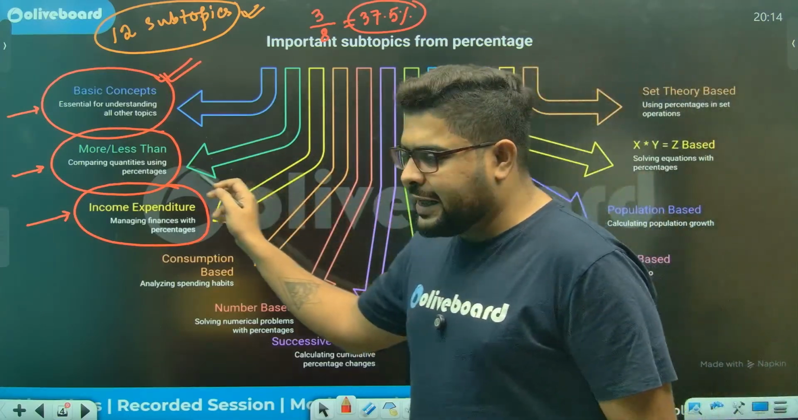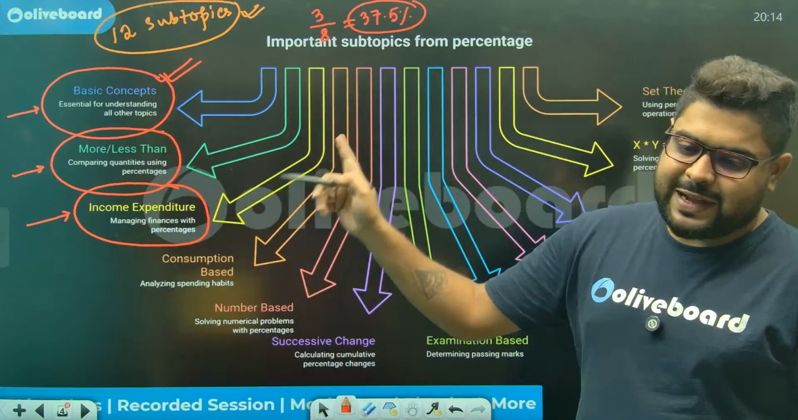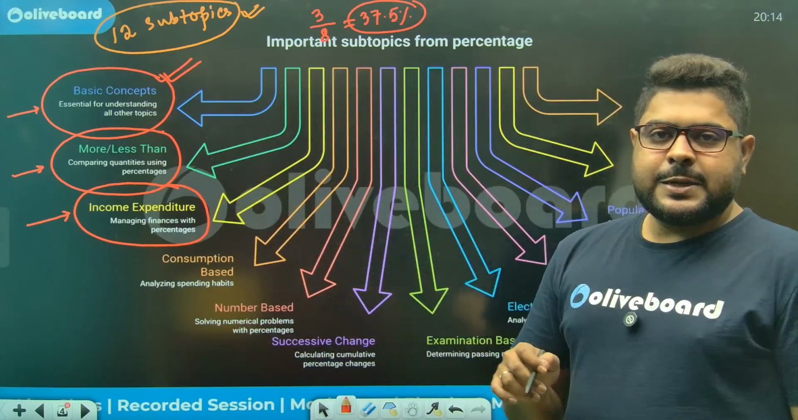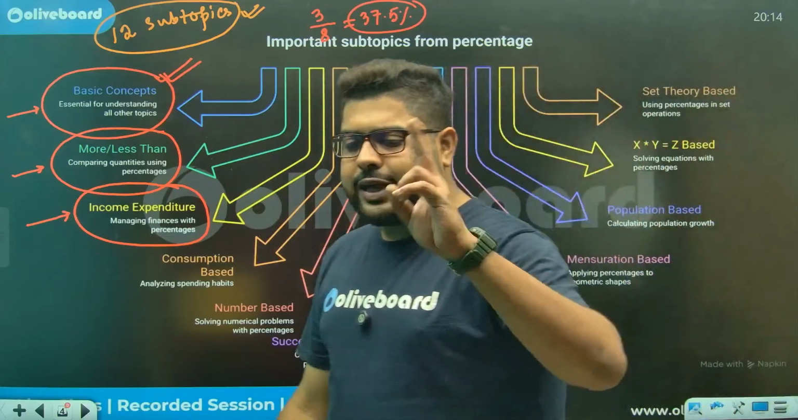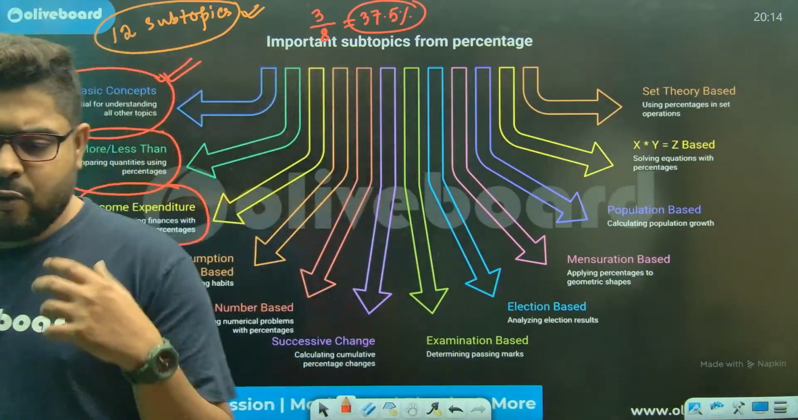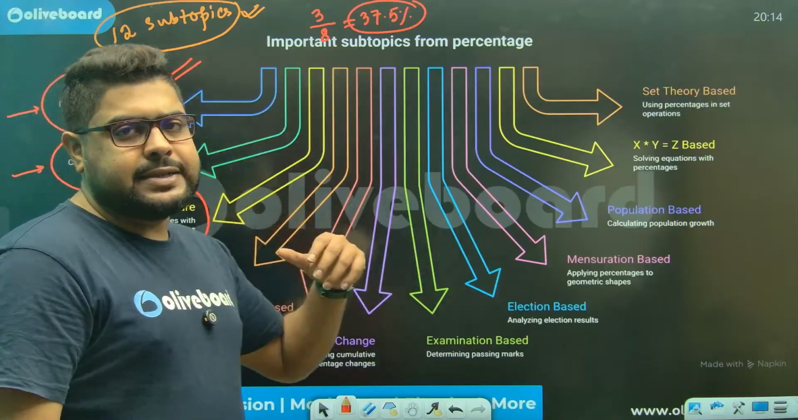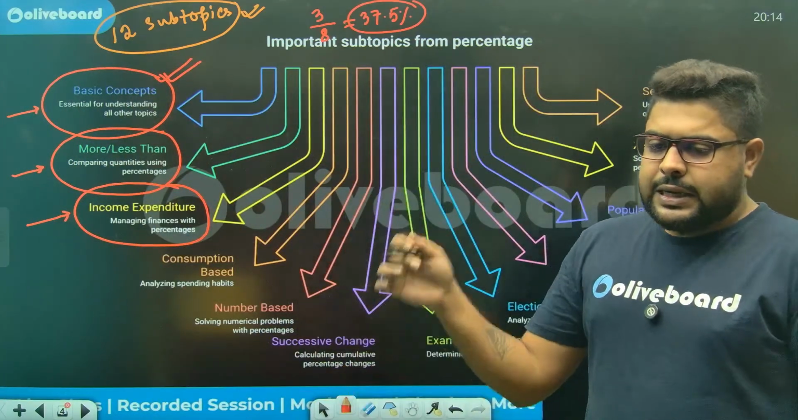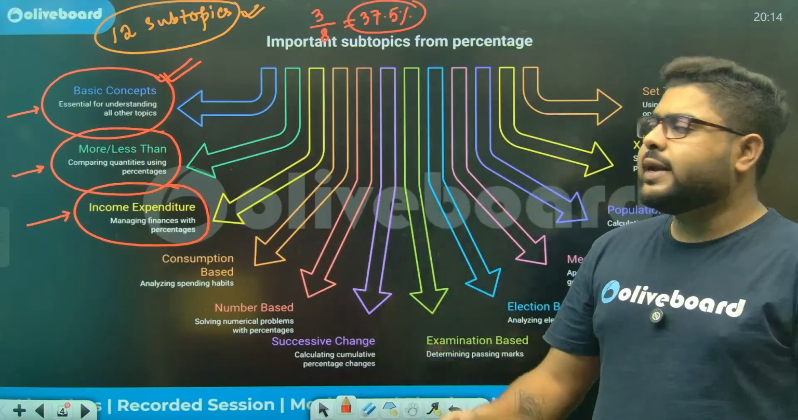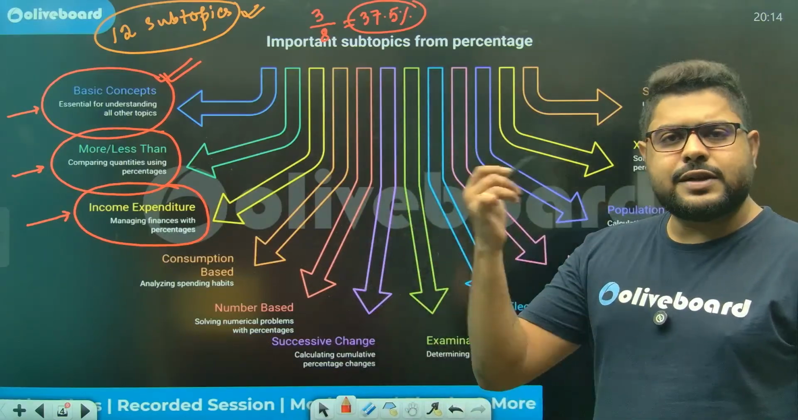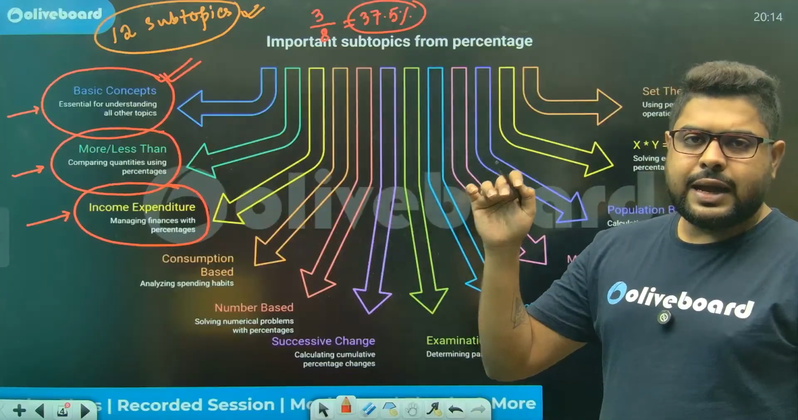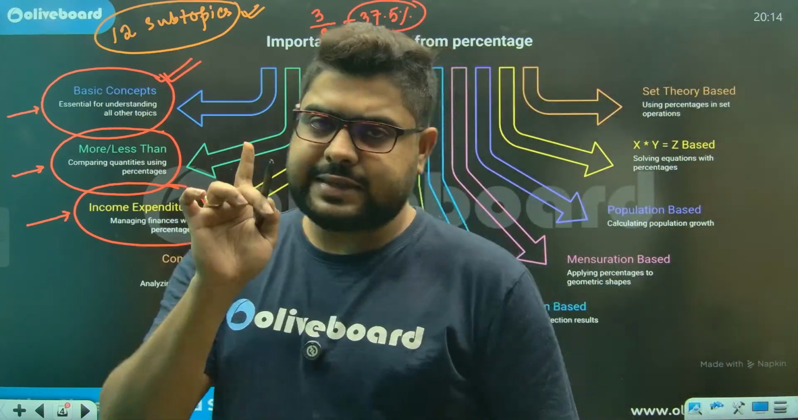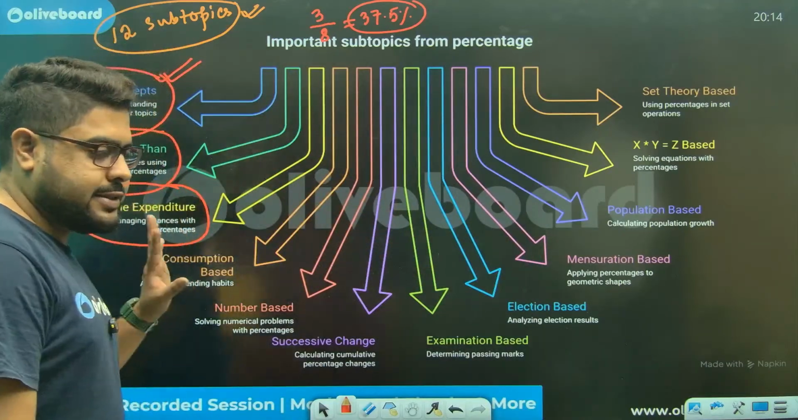This subtopic will again come in ratio. You will see this will be included in my slides or in ratio as well. Income expenditure. Now from percentage, you generally get two types of income expenditure questions. One is based on spendings. A spends 30% of his income on rent, 20% of the remaining income on food, 30% of the remaining on entertainment and stuff, and is left with this much. Tell me his income. These type of questions, very basic questions, but again, you should prepare for this.